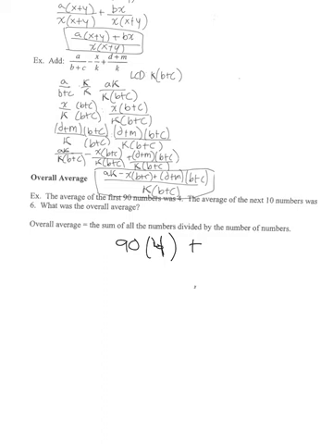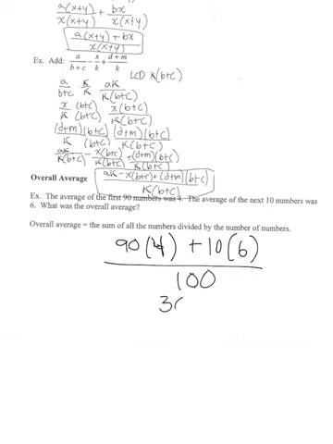We're going to take that and add it to the other set. So the next 10 numbers has an average of 6. So if it has an average of 6, that means that the sum of those 10 numbers is going to be 10 times 6, like so. And once we figure out the sum of the numbers, we're going to divide by the number of numbers. Well, there were 90 numbers in the first, there were 10 numbers in the second, so that means that we have 100 numbers total.